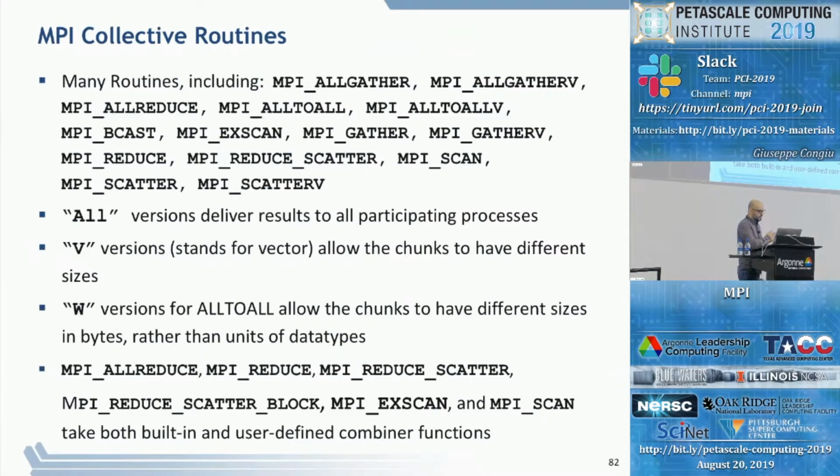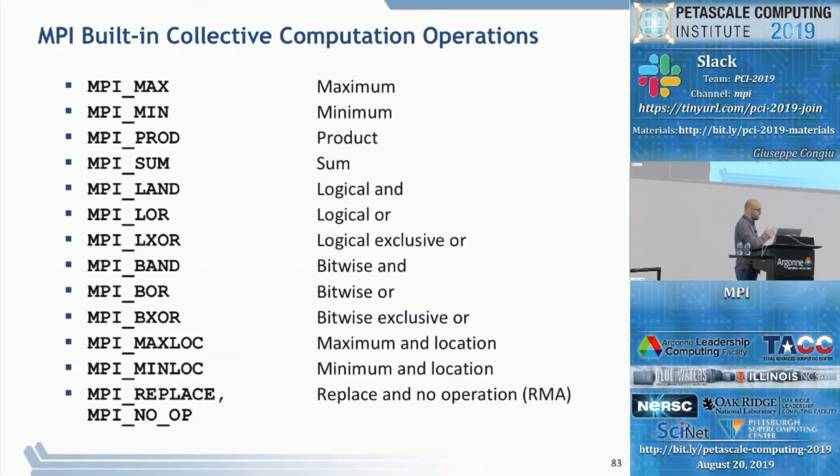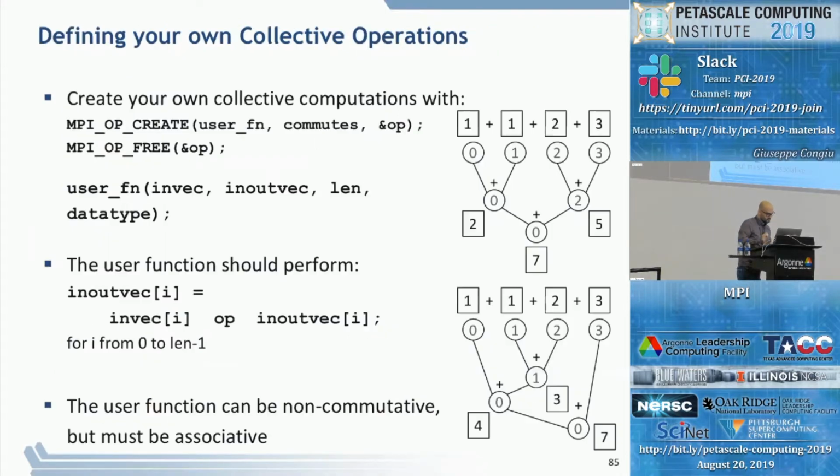And these collective computing operations basically take built-in as well as user-defined combiner functions. This is a list of all the built-in functions that MPI reduce and all reduce, for example, can take. There are operations for min, max, sum, product, and so on and so forth. All these operations are both associative and commutative.